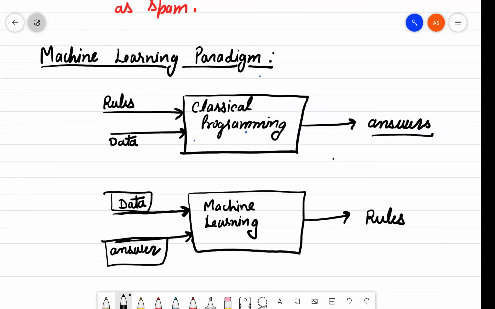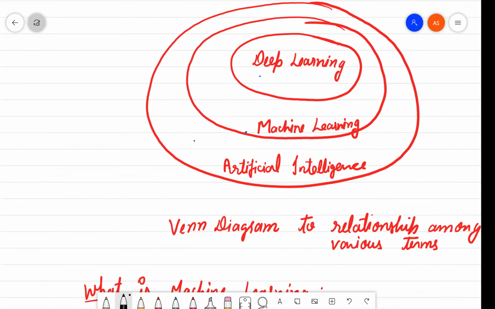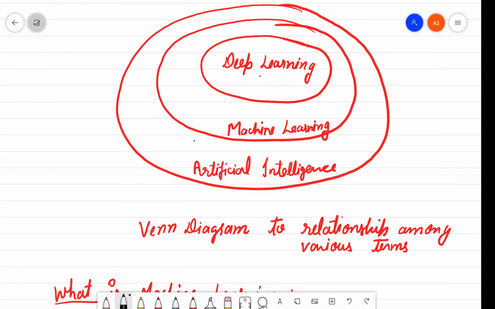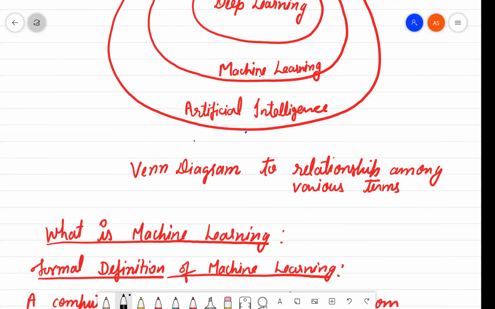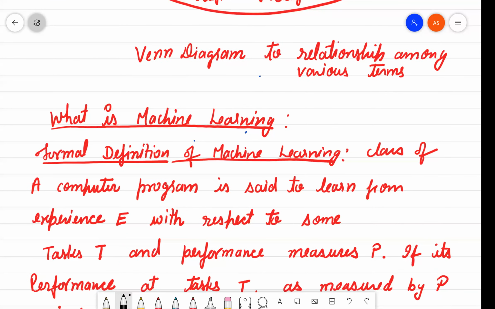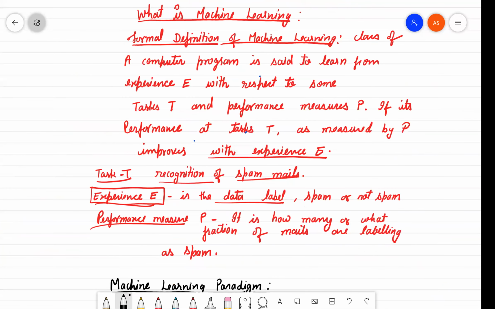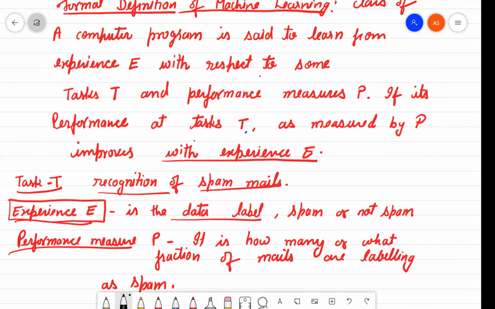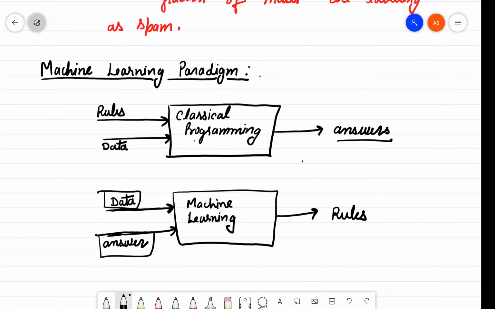So till here we have discussed the overview of machine learning: where machine learning lies in broad terms among the various terms, the relationship of machine learning to them, and what machine learning is. We have understood this and discussed it with the help of the example of spam mail, and we have discussed the machine learning paradigm.